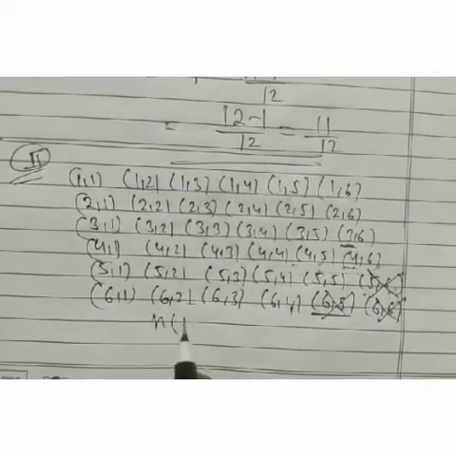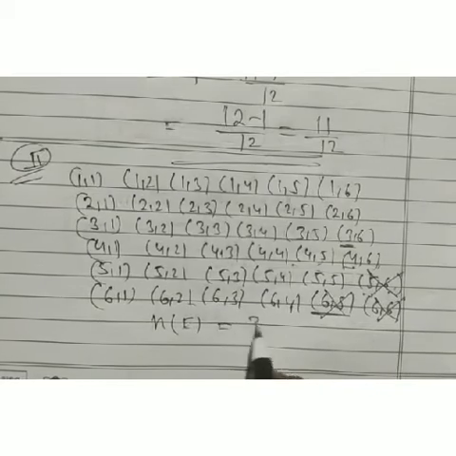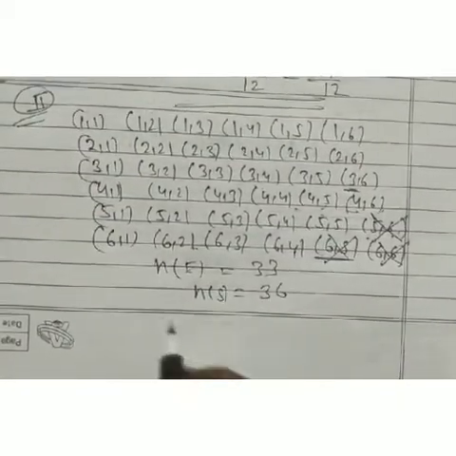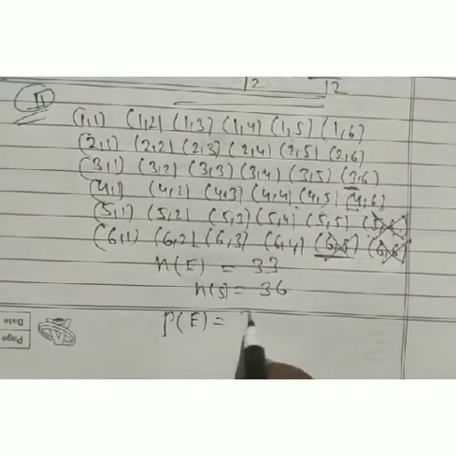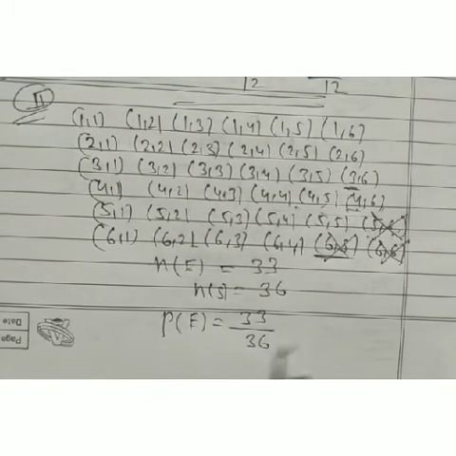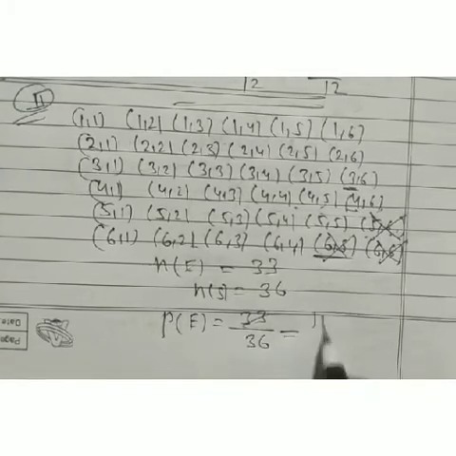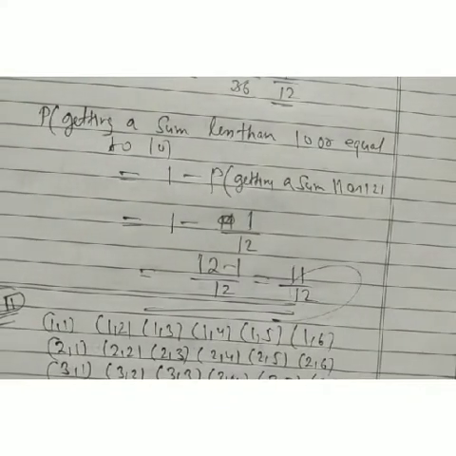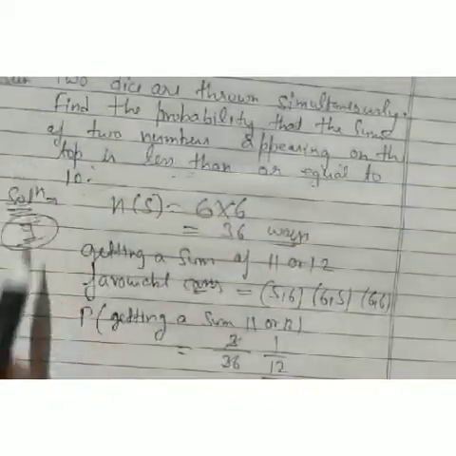The total is 36, but we cannot take 3 of them. So the number of favorable outcomes is 33, and the total sample space contains 36. Then our probability is 33 by 36, which is 11 by 12. Look, our answer is here. This is also 11 by 12. This is our basic concept to solve this. Are you able to understand? Try to do that. Now we are going to move to the next problem.